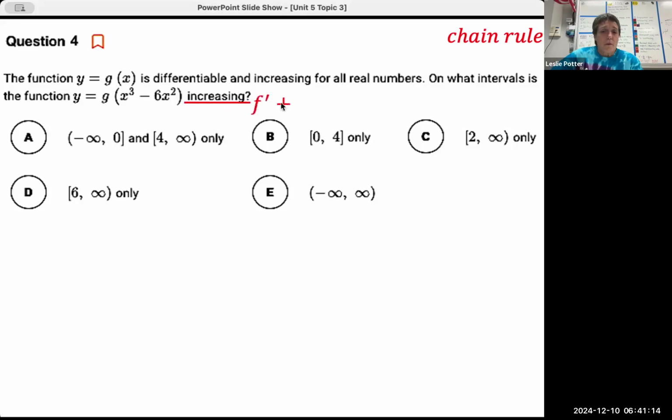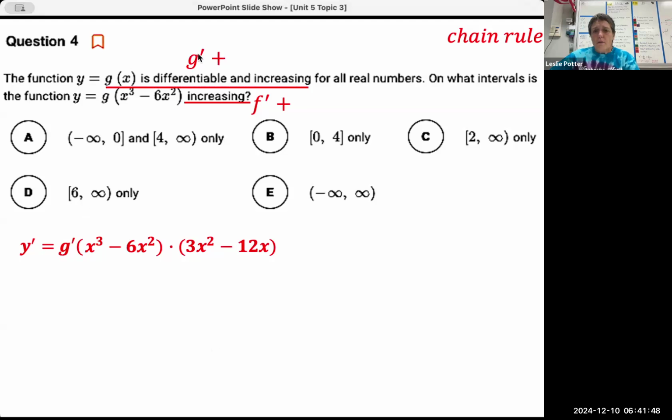So we want to know where its derivative is positive. And this is what helps us with the idea of g of x being differentiable and increasing for all real numbers. So we know we can differentiate this because they said it was differentiable. And we know it's continuous because all differentiable functions are continuous. So I'm going to go ahead and differentiate this. I'm going to differentiate the outside, call it g prime, leave the inside by itself, and then times the derivative of the inside. And I'm going to set that equal to 0.